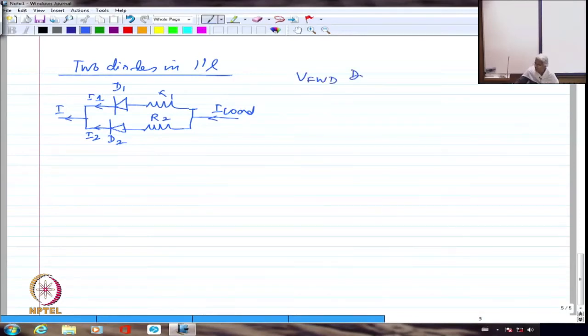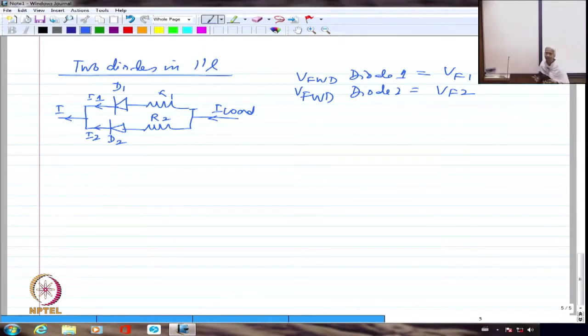VF1 and forward voltage drop of diode 2 is VF2. So you will equate the two voltages, that's all, right? And then you would be able to calculate how to arrive at R1 and R2 so that you are not having huge discrepancy in the currents, right? Okay? So much so for power semiconductor diodes.